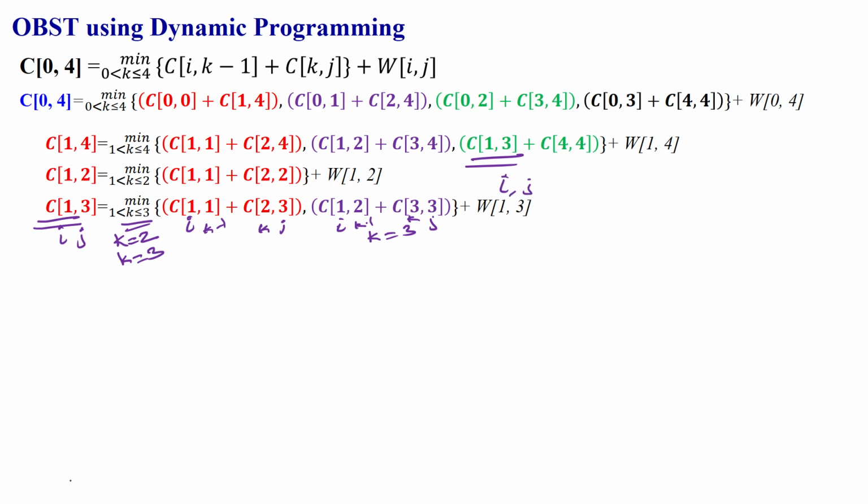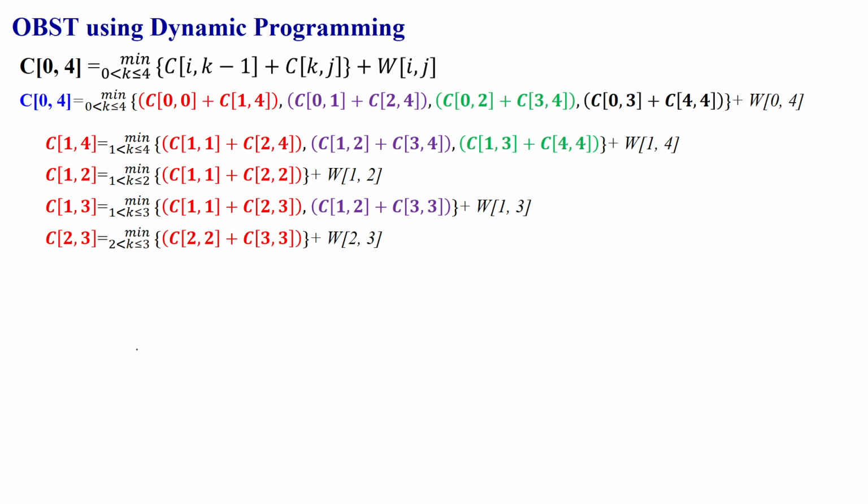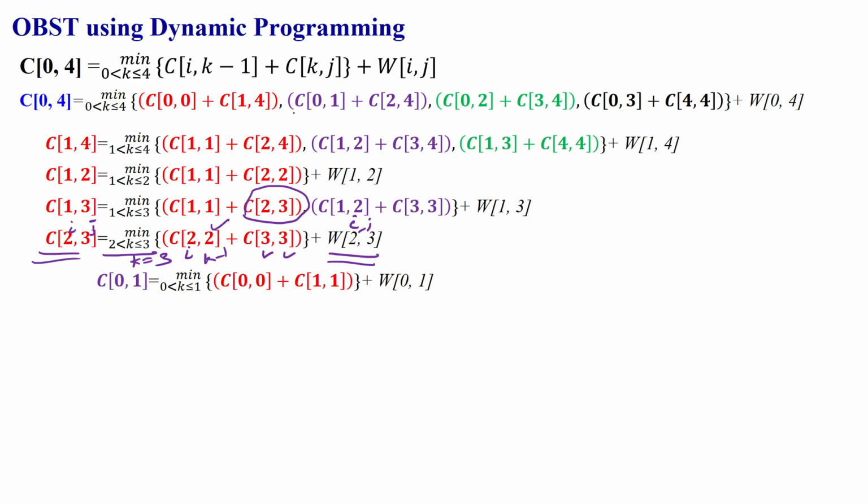Now again we are going to find one more sub problem, 2 comma 3, right? So here we are identifying the value for 2 comma 3 for this sub problem, right? So for this k is having only one value, 3. So i is here 2, j is here 3. So i is 2, k minus 1, 3 minus 1 is 2, then k value is 3, then j value is 3. Then w of i comma j, right? Then again here we are going to identify c of 0 comma 1.